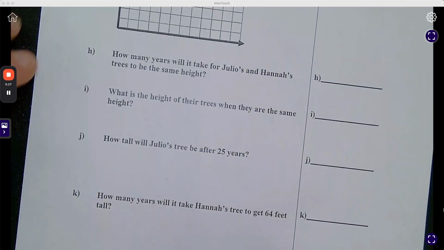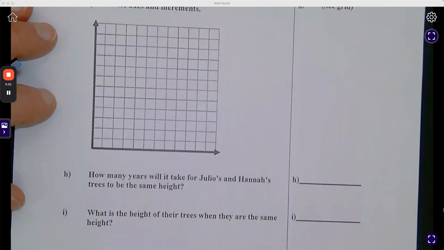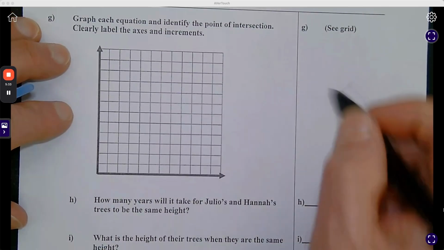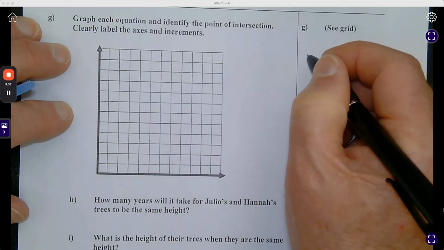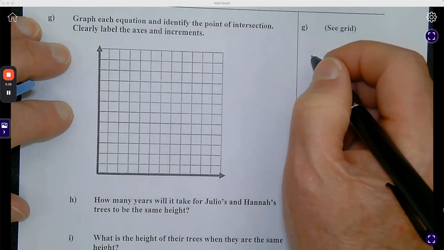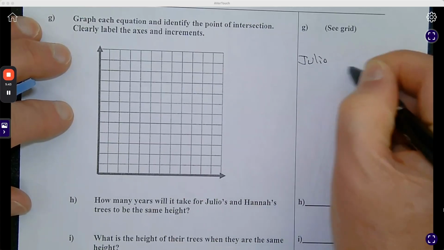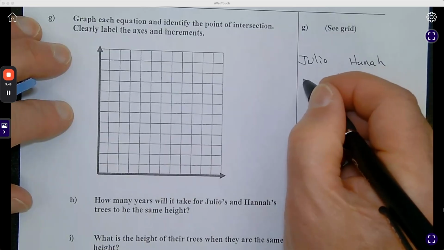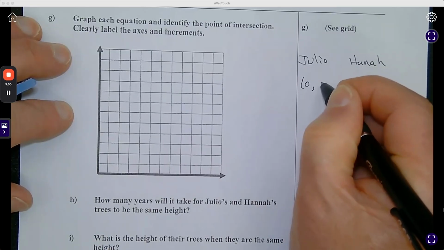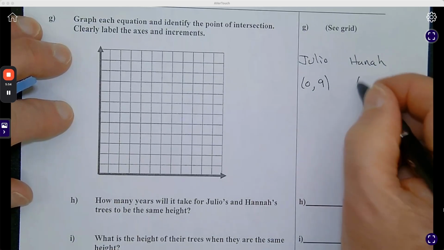We're going to graph these functions. To graph the function, I'm going to actually do two things. I'm going to find a minimum and maximum height and time for Julio and for Hannah. So the minimum is time 0, and Julio is 9 feet tall at time 0.